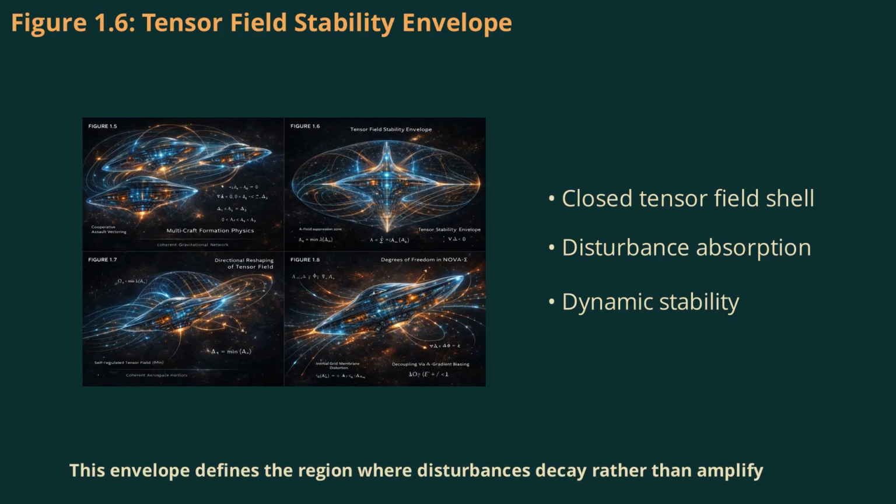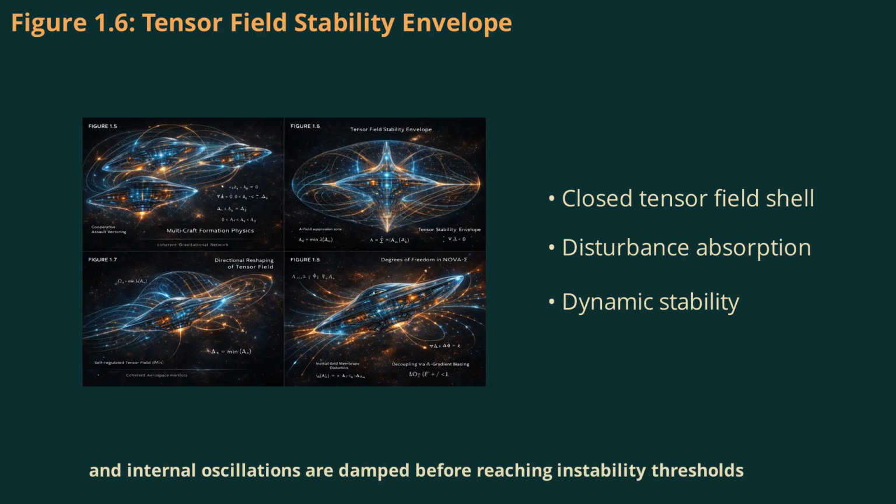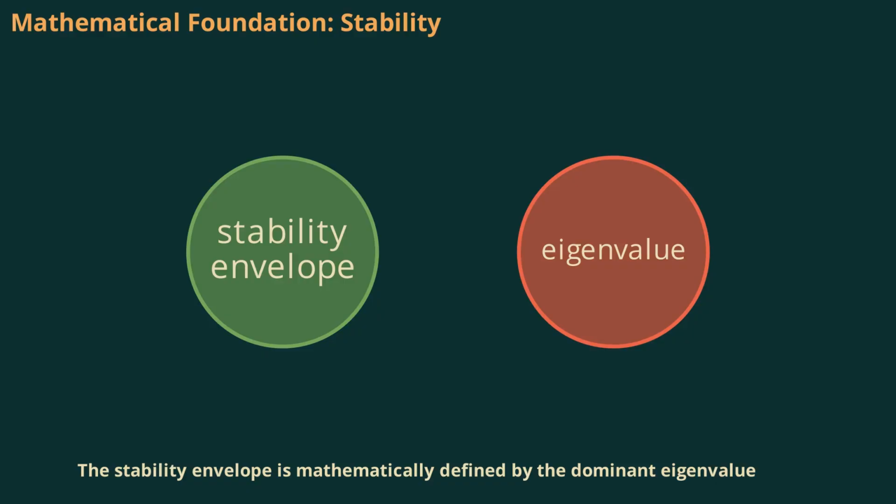Figure 1.6 illustrates the stability envelope surrounding a single craft, visualized as a closed tensor field shell. This envelope defines the region where disturbances decay rather than amplify, ensuring dynamic stability. External disturbances are absorbed by tensor redistribution, and internal oscillations are damped before reaching instability thresholds. The craft remains stable without aerodynamic surfaces. The stability envelope is mathematically defined by the dominant eigenvalue of the inertial tensor and the Laplacian of the field potential. If the eigenvalue is negative, perturbations decay, ensuring stability.